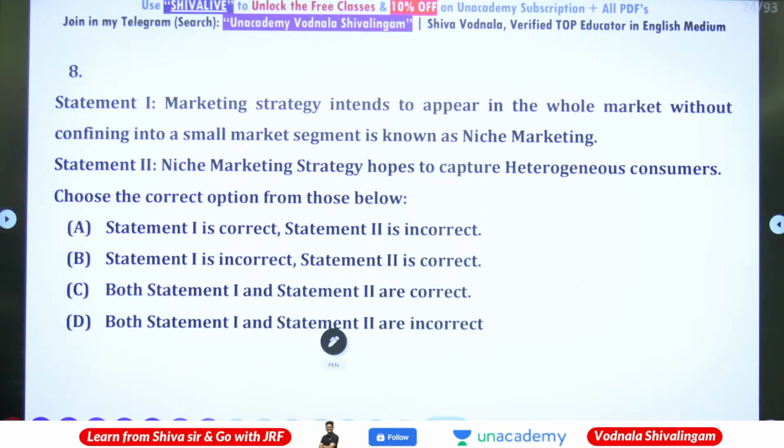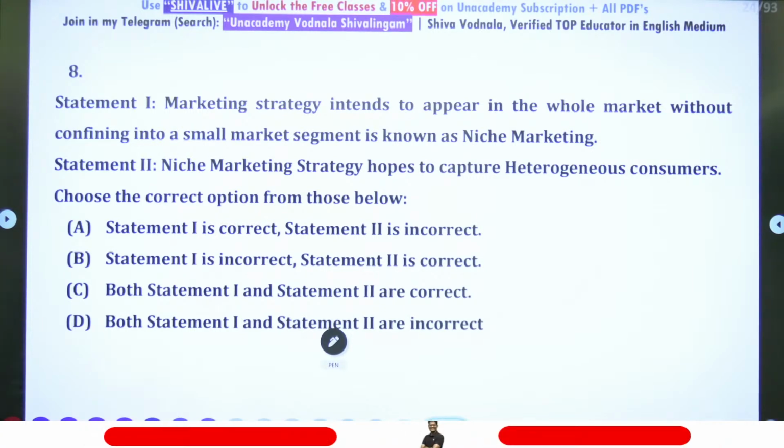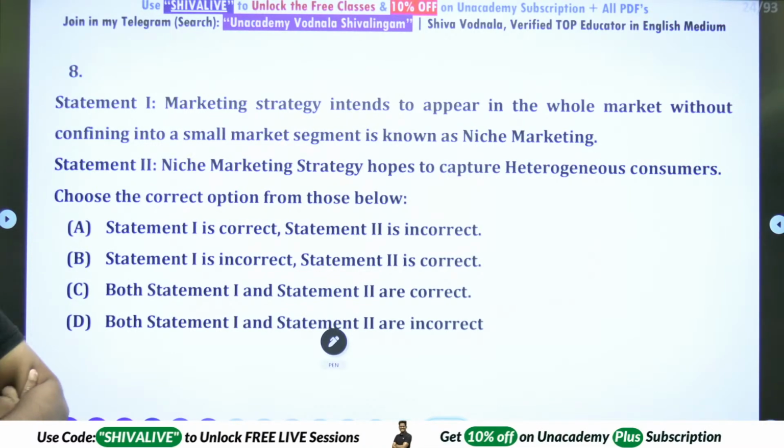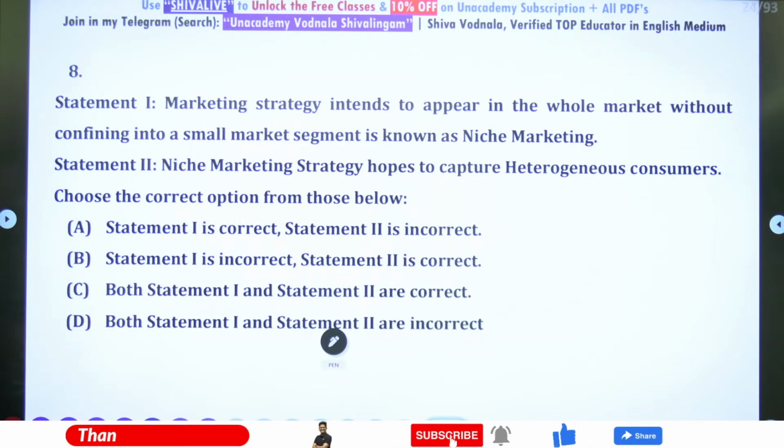Marketing strategy intends to appear in the whole market without confining into a small market segment is known as niche marketing. Niche marketing strategy hopes to capture heterogeneous consumers. Choose the correct option.